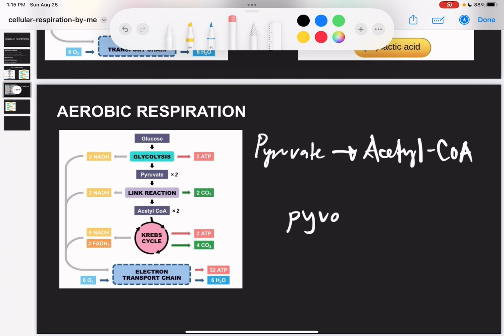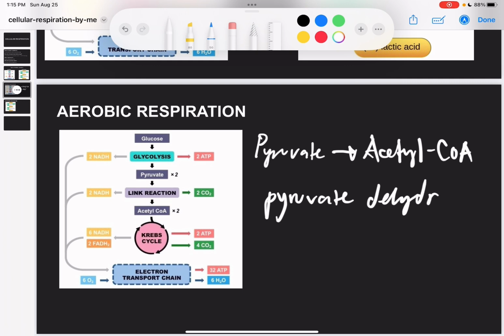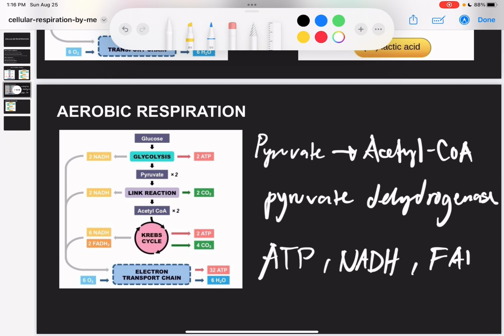dehydrogenase. I cannot spell today for the life of me. Pyruvate dehydrogenase turns our pyruvate into acetyl CoA, and then acetyl CoA can enter into the citric acid cycle or Krebs cycle, where it is further broken down to produce ATP, NADH, and FADH2.